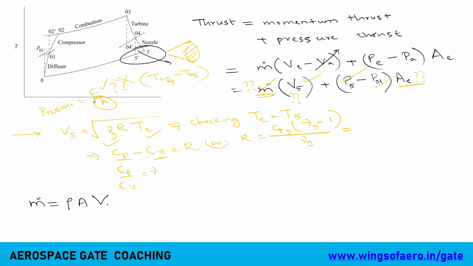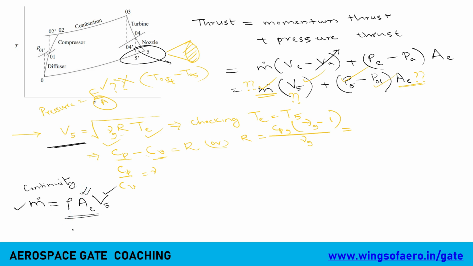Now in this V we will use V5. If density is not given, then how do we find A? Okay, that's another good question. This is the continuity equation: m dot equals rho A V5. M dot you know, which is given as 25. V5 you will get from this data. What to do with rho and A? This is what you have to find actually.